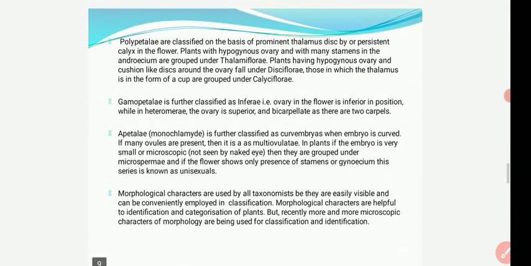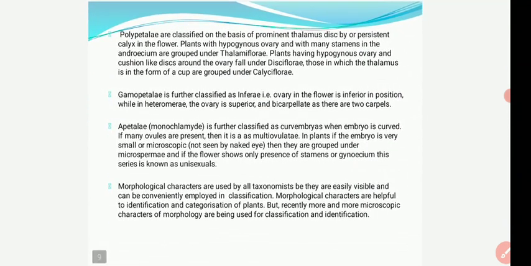Polypetalae are classified on the basis of prominent thalamus, disc or persistent calyx in the flower. Plants with hypogynous ovary and with many stamens in the androecium are grouped under thalamiflorae. Plants having hypogynous ovary and a cushion-like disc around the ovary fall under disciflorae. Those in which the thalamus is in the form of a cup are grouped under calyciflorae.